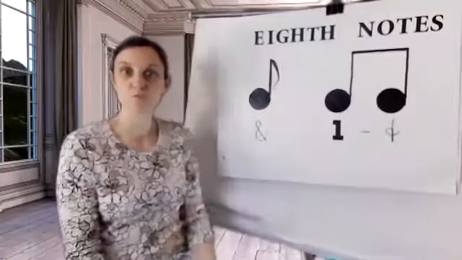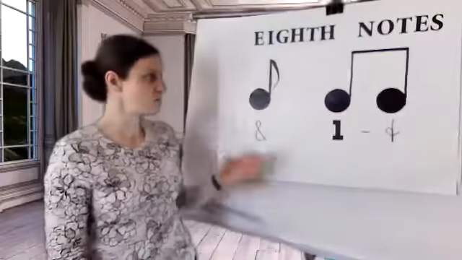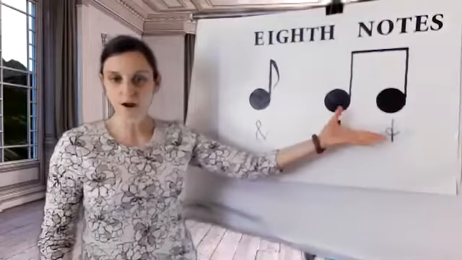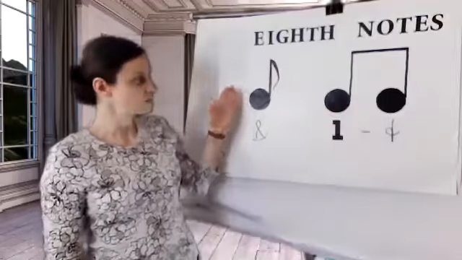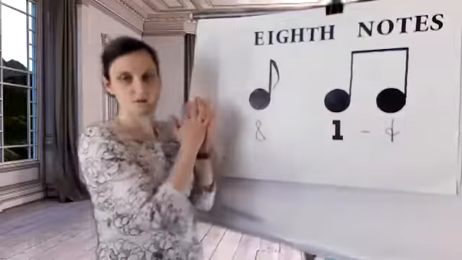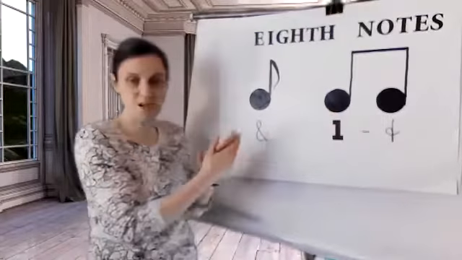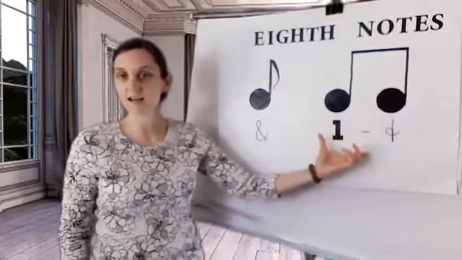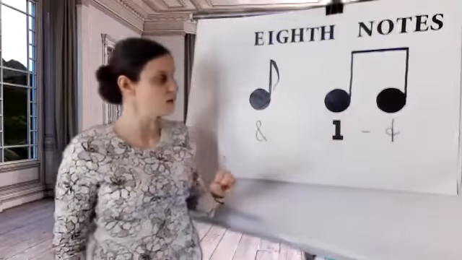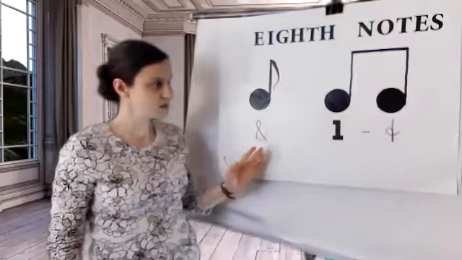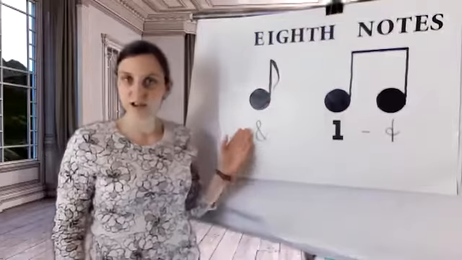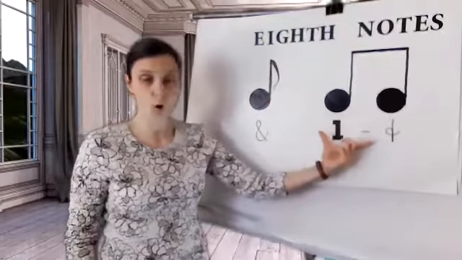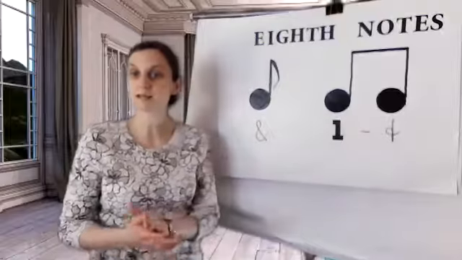Now, right here, you'll see that we've got an eighth note and we've got a pair of eighth notes. This is just an eighth note by itself. It gets half a beat. And this right here is a pair of eighth notes and it gets 1 beat. So this is half a beat, and you say it as "and", and this is a pair. It's a whole beat, so it's "1 and".